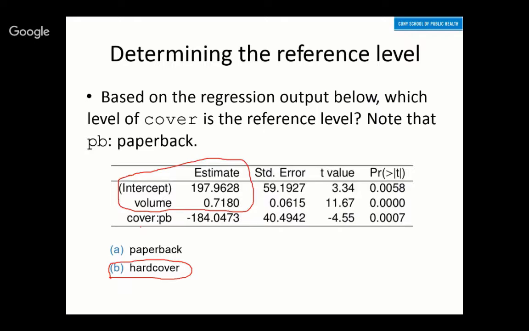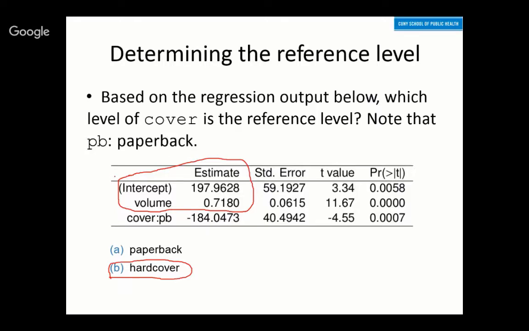Okay, so in this case, the way we would use this table to calculate the weight of a book is if it's a hardcover book with 0 volume, it's just the intercept, 197. That's the weight of a 0 volume hardcover book. Maybe that's just the weight of the cover. Then assuming it has some non-zero volume, you multiply the volume by this and add it. And then finally, if it's a paperback book, you just subtract this amount from what you would have if it's a hardcover.